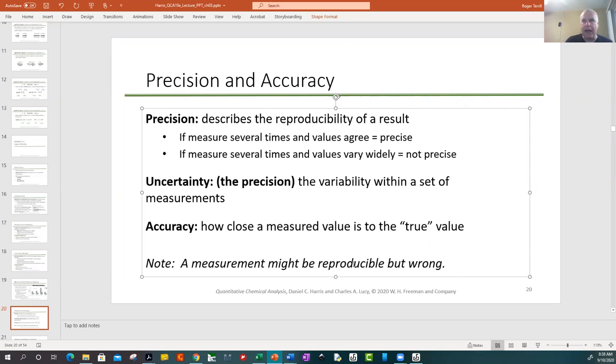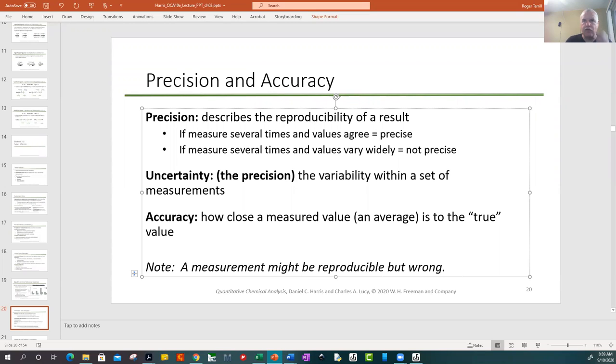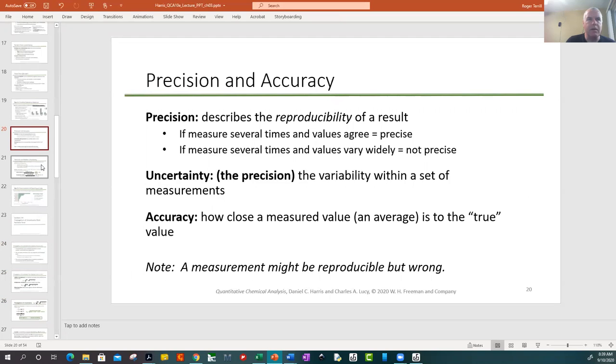And the accuracy is how close a measured value, like an average, is to the true value. So the reproducibility of a result doesn't tell you how accurate it is. It just tells you how precise it is. I can kind of go around forever on this stuff. I tend to do that. So I'm going to move forward.